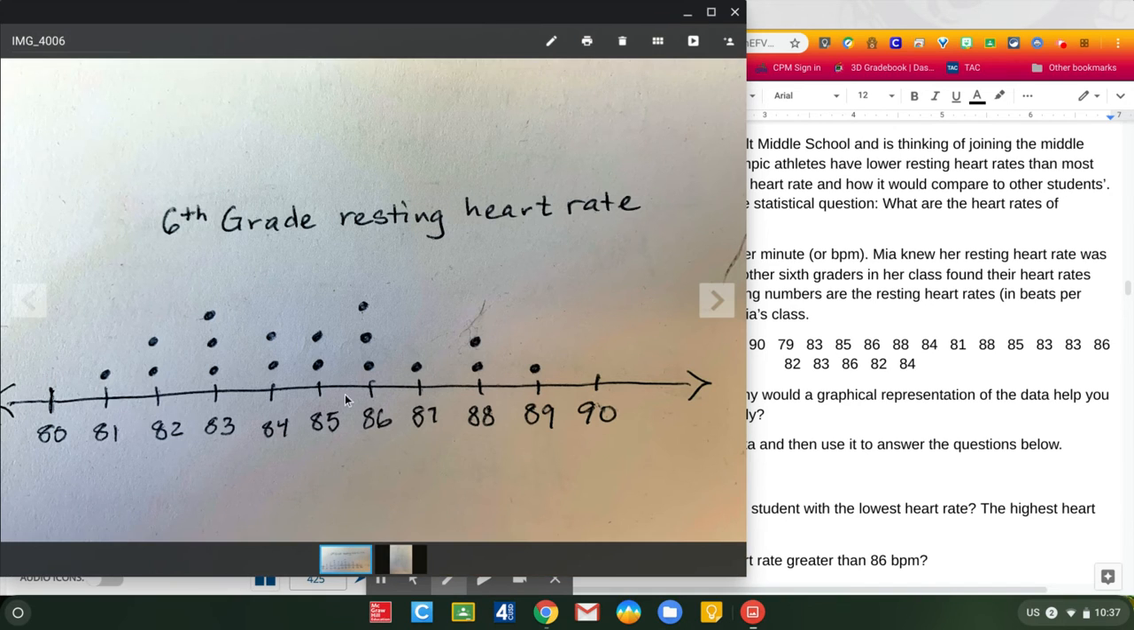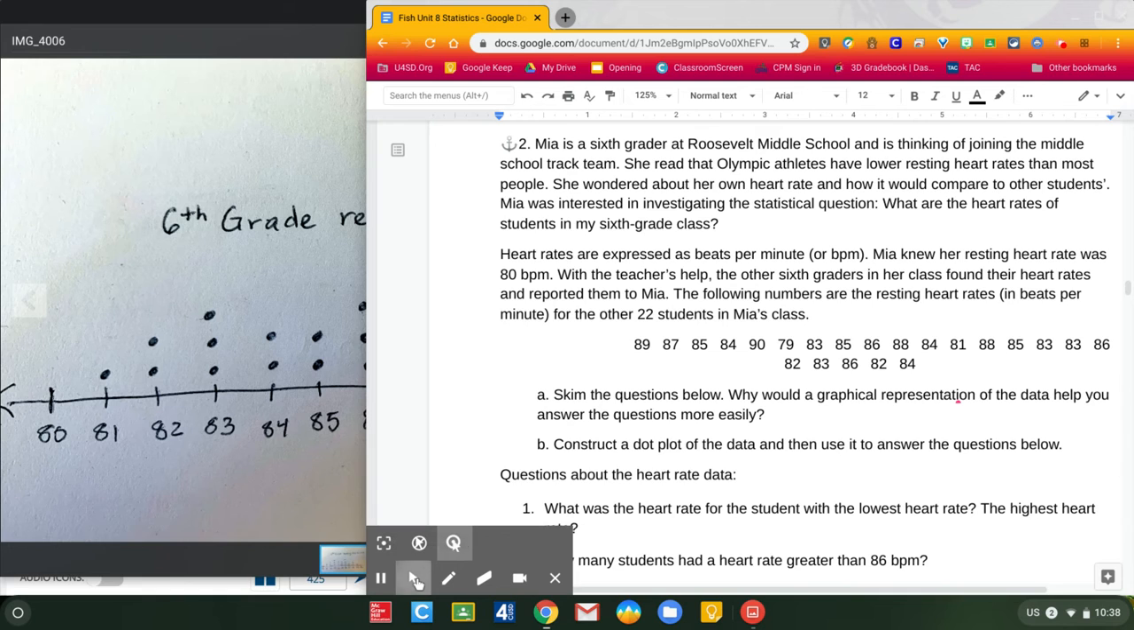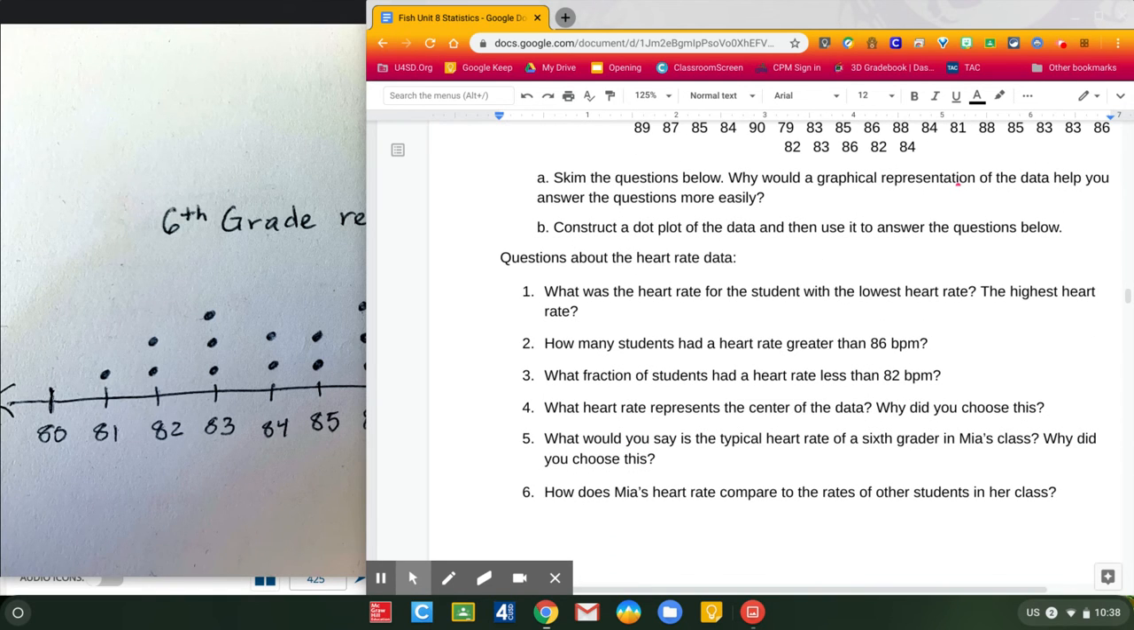Oh, it doesn't like it on there. That's okay. You can just imagine a dot for Mia right there at 80. And I can see from this heart rate chart that most people are in between, I would say even 83 and 86 covers most people. So Mia is definitely at the lower end of this heart rate. So let's see how that helps us answer the questions.